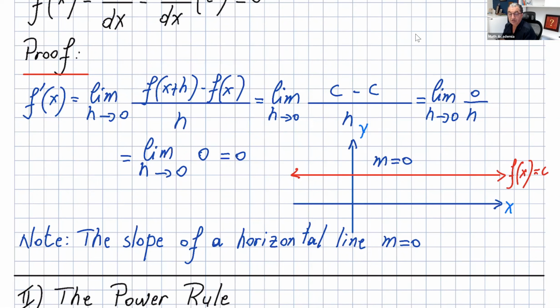And please remember, each time you want to prove a derivative, you can go to this formula. So that's the limit as h approaches 0. f of x plus h is just c, because there's no x in there, minus c over h. And that's the limit as h approaches 0 of 0 over h, which is just the limit as h approaches 0 of 0, which is 0. If you draw a constant, you get a horizontal line. And we know the slope of a horizontal line is always 0, and I put the note here for you.